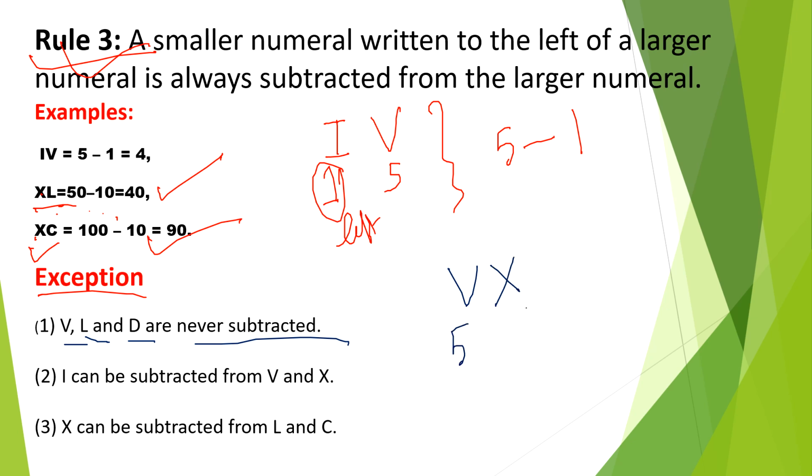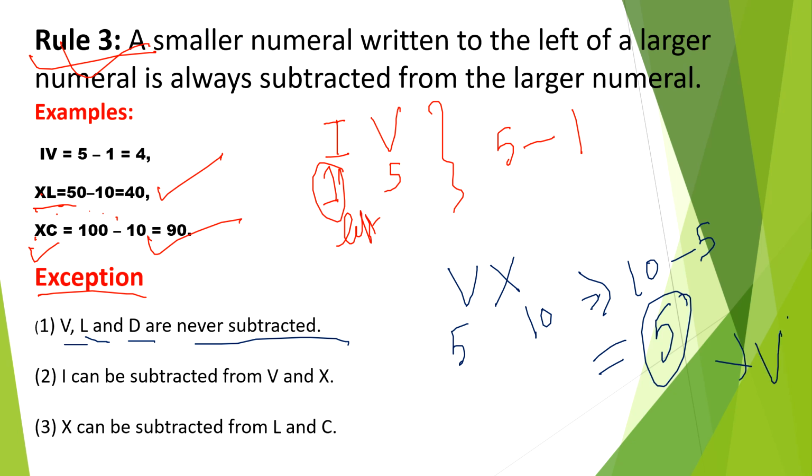V is 5, X is 10. So by rule you need to subtract 10 minus 5. That will give you 5. But we already have a symbol for 5. Therefore, this is wrong. I can be subtracted from V and X.